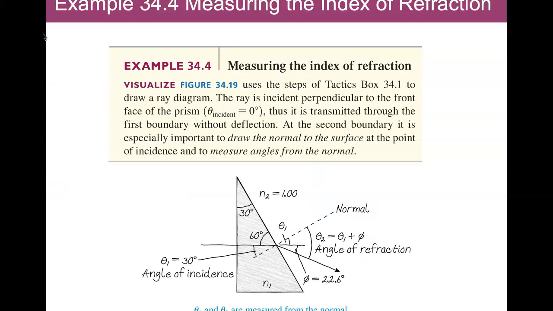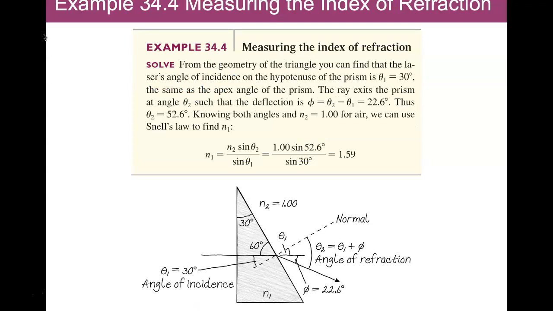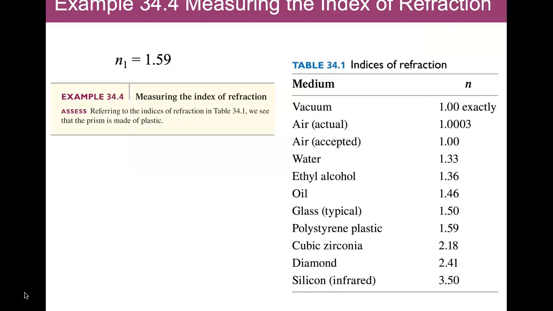All right, so yeah, whatever it is, the answer turns out to be 1.59. So sine of 52.6 divided by sine of 30 is the index of refraction of this material. Okay, so you can also try to find it in the table, and it seems it's some kind of plastic.